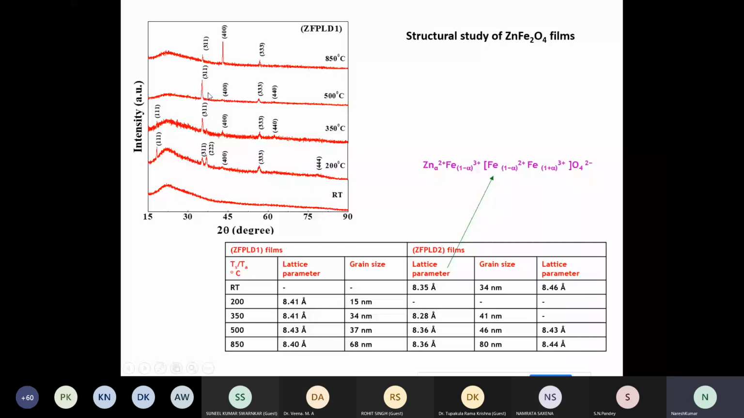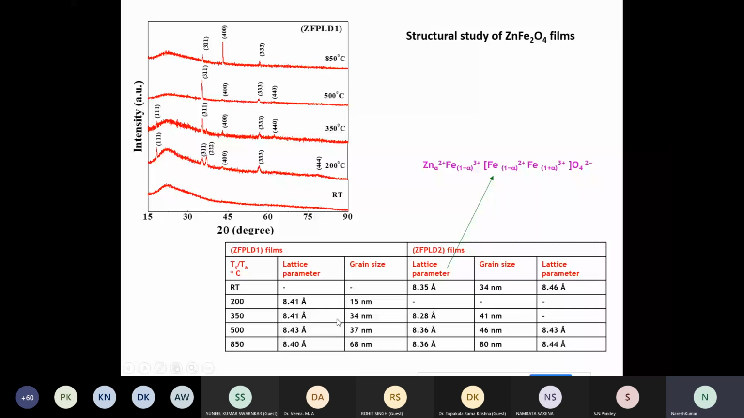Similarly, we have got XRD for the other series also, and based on XRD, we calculated the lattice parameter as well as particle size, so grain size or crystallite size, I would say. So when we study zinc ferrite thin films grown in oxygen and grown in vacuum, this is grown in vacuum, we observed one very interesting observation.